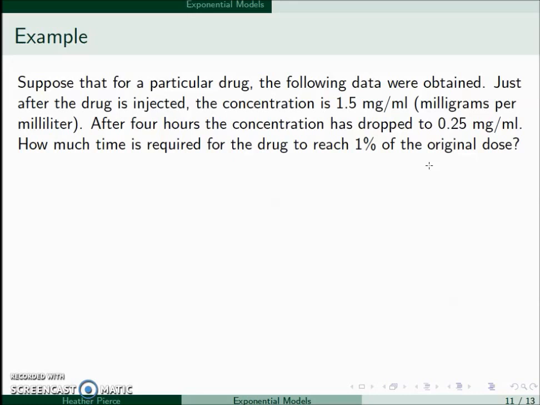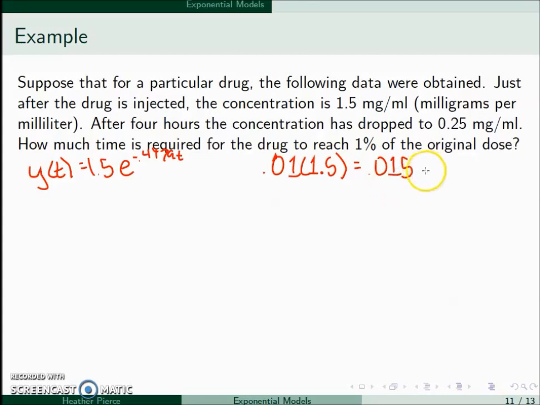Now let's figure out how much time is required for the drug to reach 1% of its original dosage. Well, we just had the model, y of t equal to 1.5 e to the minus 0.4479 t. So 1% of 1.5 is going to be equal to 0.015 milligrams per milliliter. So that's going to be y of t. And then I want to find t.